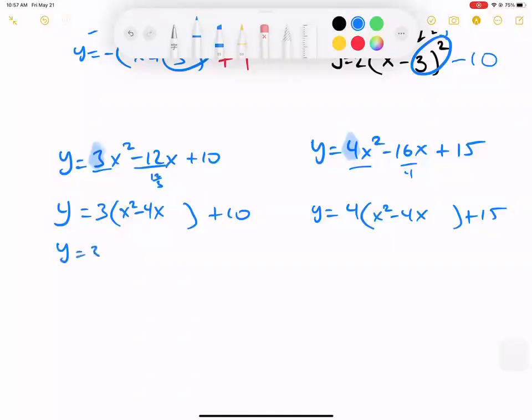Y is equal to 3, bubble up. Y is equal to 4, bubble up. Do not copy the 15, do not copy the 10 down, okay? Because we're going to figure out what that new number is going to be to complete our square. What's our perfect square on my left? X minus, we always divide it by 2, half it. That's going to be 2, okay?